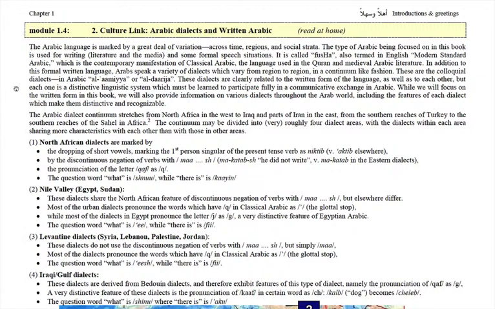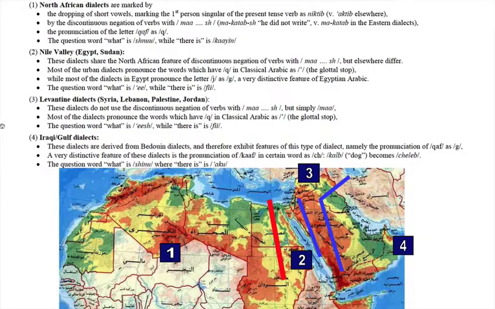There is variation from the written language to the spoken language, and there is variation in the spoken language from place to place. These are called dialects in Arabic. A dialect might be called al-lahja or al-ammiya or ad-darija, and they're very distinctive, moving from place to place.